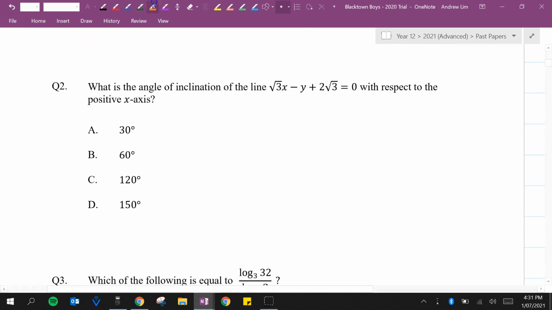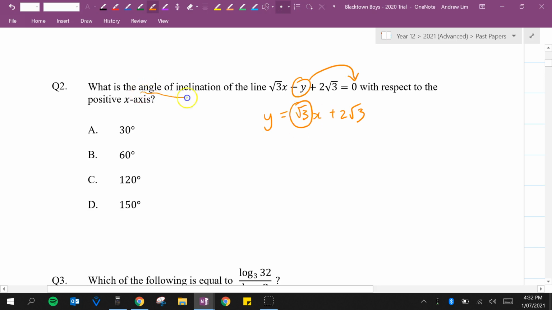Question 2. What is the angle of inclination of the line root 3x minus y plus 2 root 3 is equal to 0 with respect to the positive x-axis? So what we need to do here is we need to make it y equals mx plus b, or root 3x plus 2 root 3. All I did was I moved that to the other side to make it positive y. That means that the gradient is root 3.